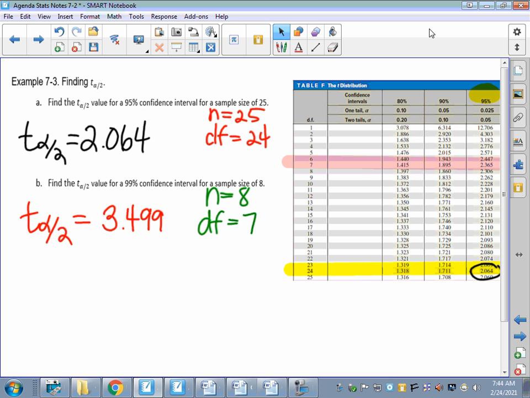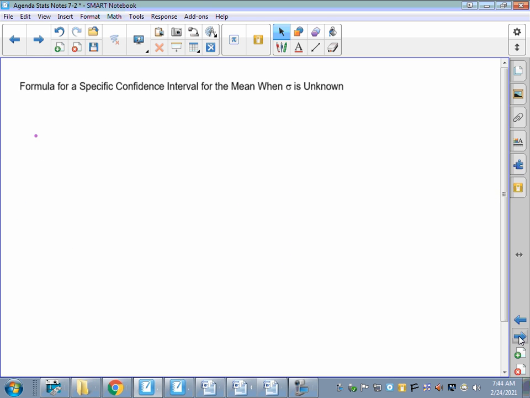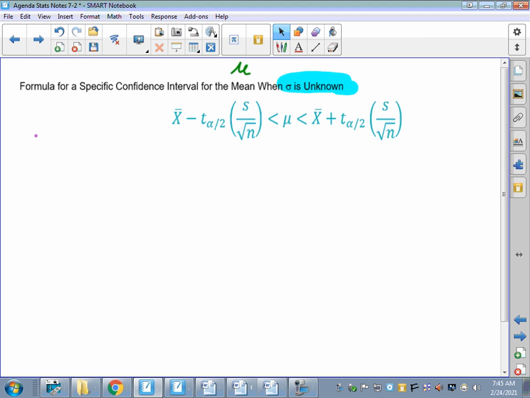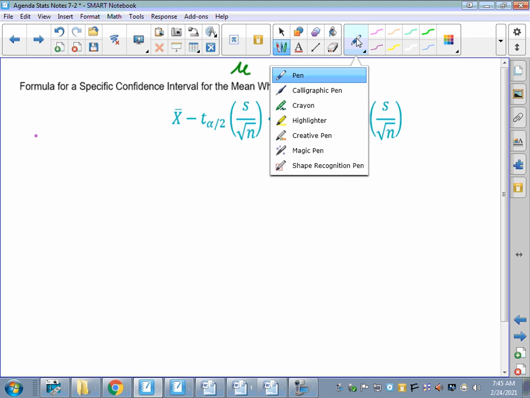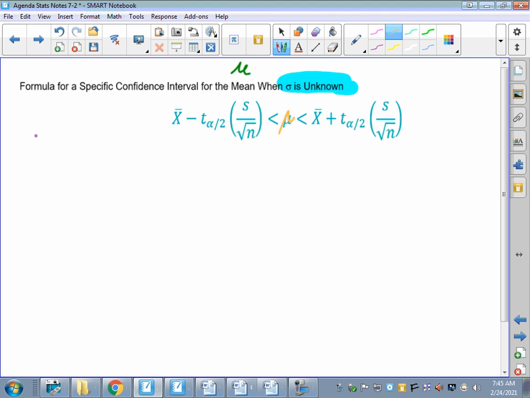That's what we use as we construct our confidence intervals. All right, so hopefully you're finding that table and knowing how to use that, because we're going to need that as we find our formula for constructing a confidence interval for the mean, so for mu, when sigma is unknown. So again, we don't know the population standard deviation, or we've got a small sample size less than 30. Here's the formula. Again, don't be intimidated by this. Notice in the middle, I've got mu, right? Same setup as what we had before.